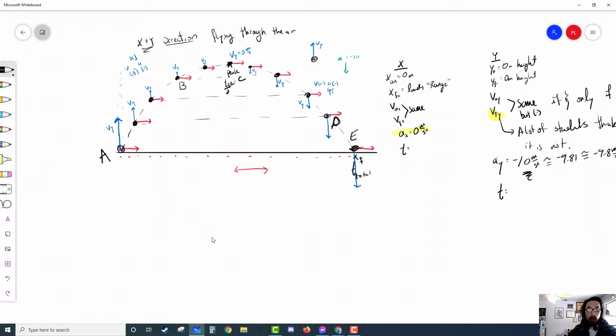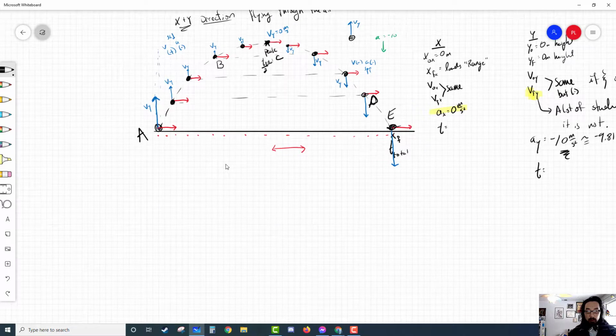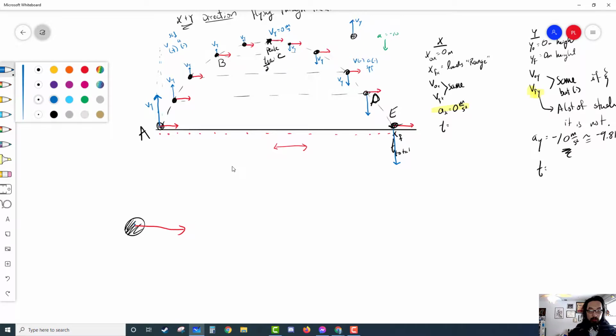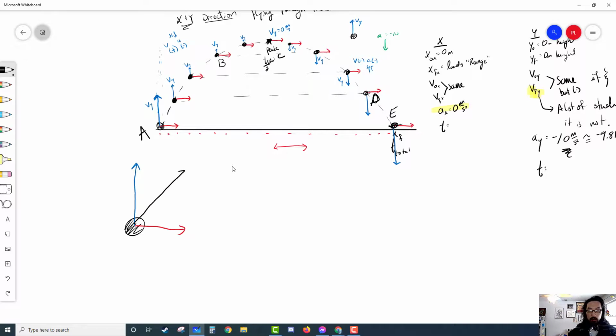At A, when it's first launching, it has a horizontal component and a great big vertical component. If we add these two components together using the tip to tail method, we will get a velocity like so, and we call that the initial velocity. This tells us that it is moving up and right, and we can see that with the x and y components.